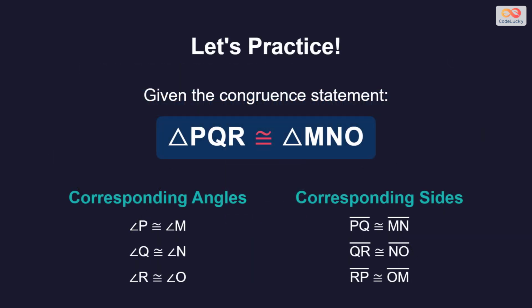Let's look at an example. If you're given that triangle PQR is congruent to triangle MNO, you can figure out all the matching parts without even seeing the triangles. The statement tells you that angle P matches angle M, angle Q matches angle N, and angle R matches angle O. Similarly, side PQ matches side MN, side QR matches side NO, and side RP matches side OM.